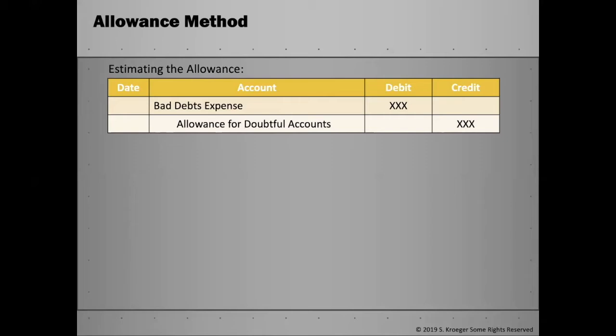To estimate the allowance, we're still going to use bad debt expense because we are still writing off accounts. Instead of writing off specific accounts, we're going to credit allowance for doubtful accounts. Allowance for doubtful accounts is a contra accounts receivable account. This is the amount that we're going to estimate is going to be uncollectible. I'll explain how this looks on the balance sheet.